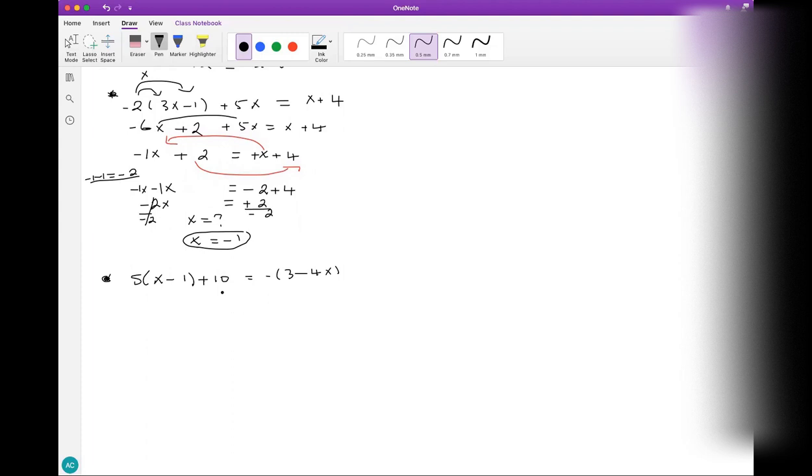So first, again, look at this equation, the equal sign. We have this side, which is an expression. We have this side, which is also an expression. We have a lot going on. We have parentheses on both sides. But remember the main steps.